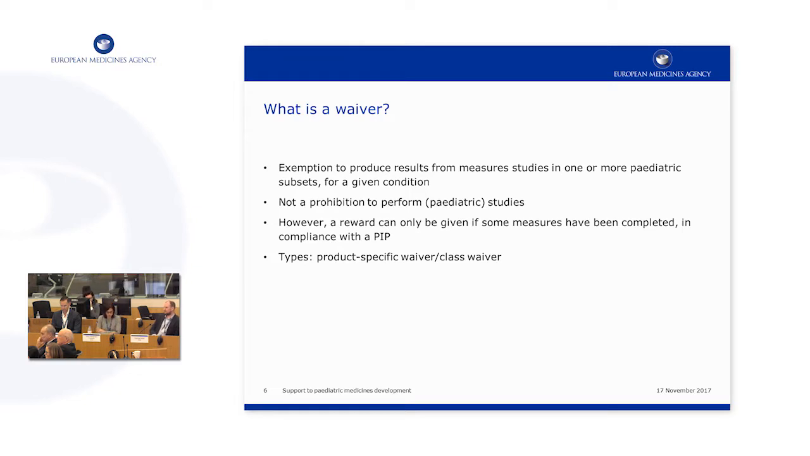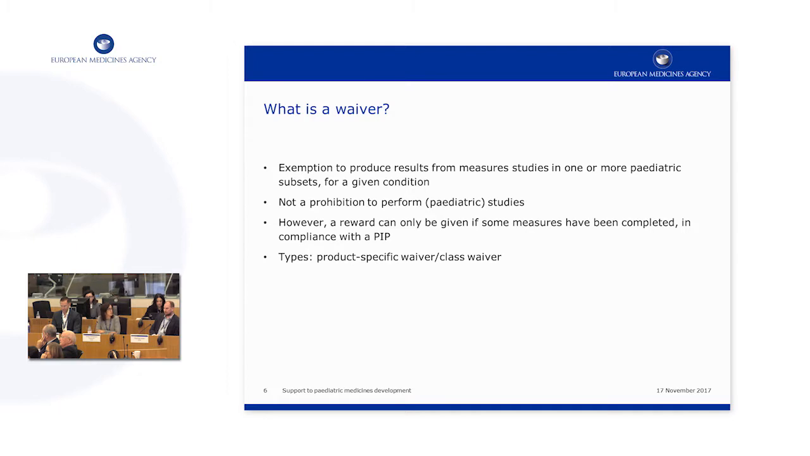Another important concept introduced by the pediatric legislation are waivers. Waivers are an exemption to produce results from measures or studies in one or more pediatric subsets for a given condition. It's important to highlight that a waiver is not a prohibition to perform studies. It's only an exemption, so the companies are still free to run those studies. However, to qualify for a reward, the applicant needs to have completed some studies. So when a waiver has been granted, it's not possible to claim for a reward.